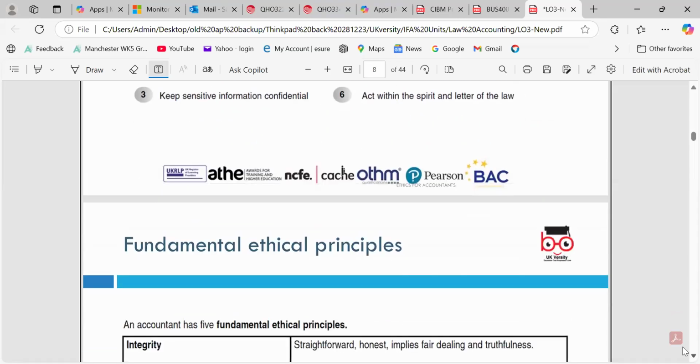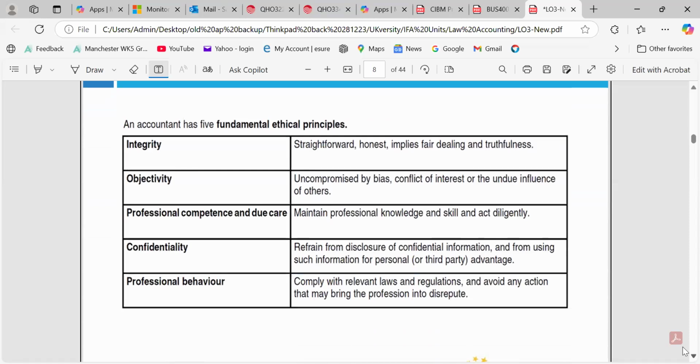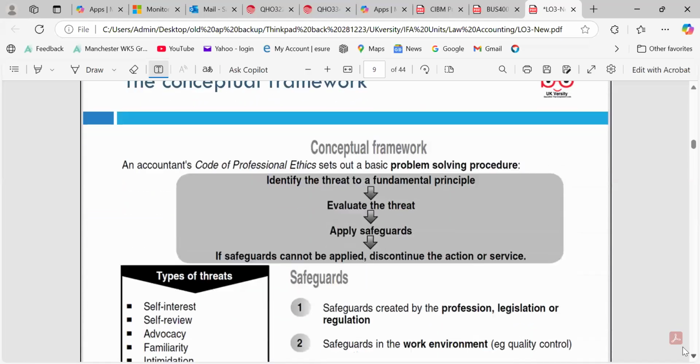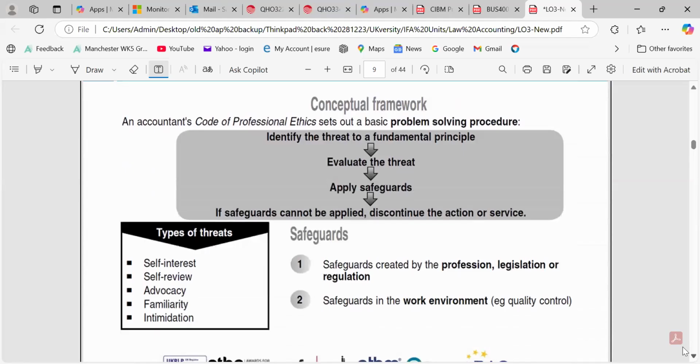Thus, we need the fundamental ethical principles, as we discussed, starting with integrity. You can put it in order: PPCIO, "popular people chat in office": professional behaviors, professional competence and due care, confidentiality, integrity, and objectivity. We need to make sure we follow these five professional codes of ethics as I earlier mentioned. The conceptual framework of the accountant's code of ethics is a set of basic problem-solving procedures.